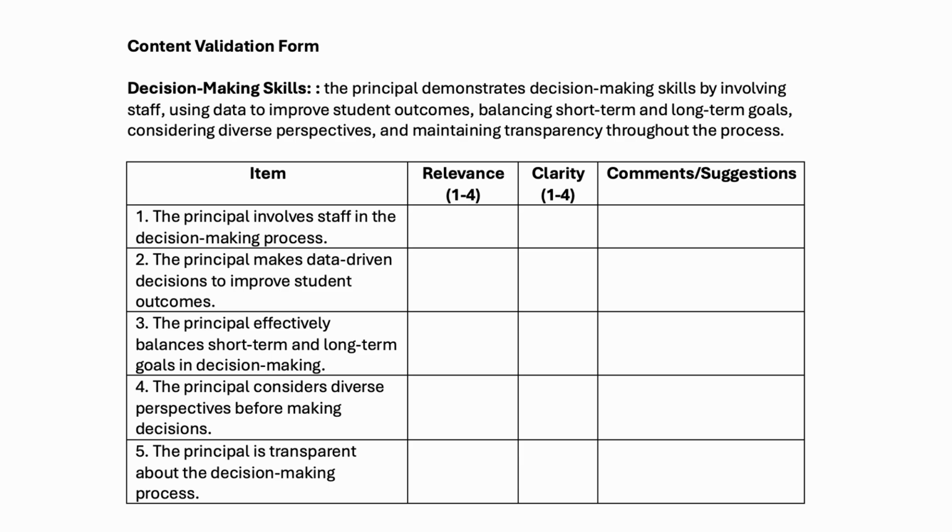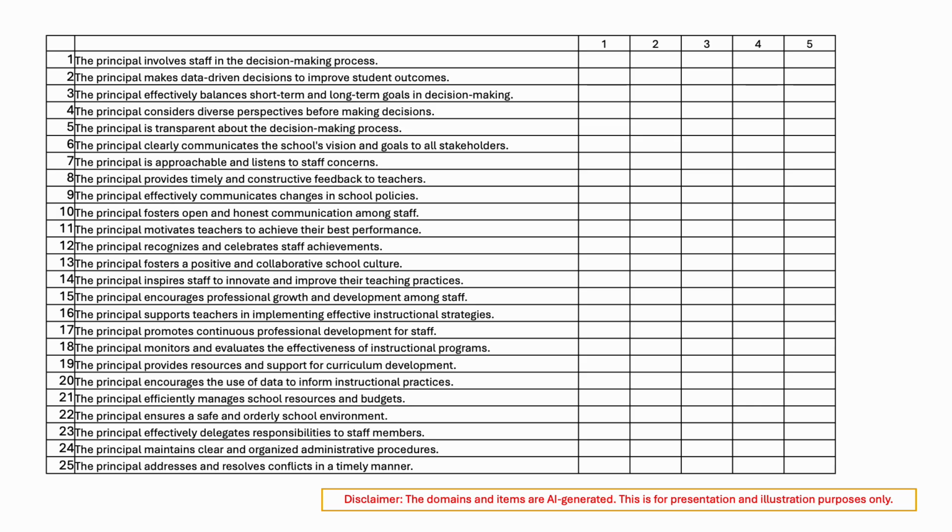This is a sample content validation form. In this example, the domain decision-making skills is defined and the items are presented. Experts will score the relevance and clarity, and the last column is for comments and suggestions. For example, this is the research instrument that you were able to design to assess the educational leadership effectiveness of school principals.